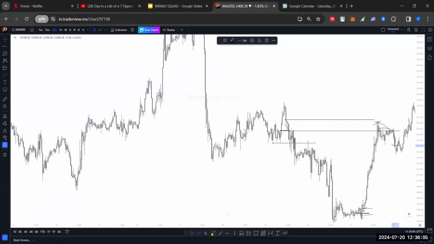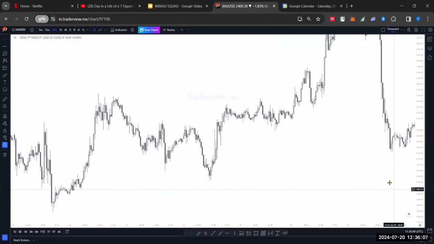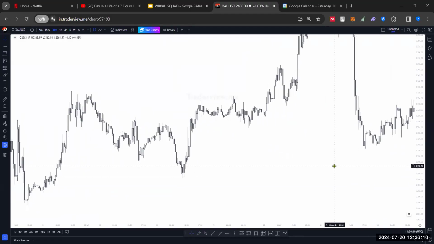Why is price doing what it's doing? What's the reason for this move? What's the reason for that move? That explanation is going to bring a lot of clarity.